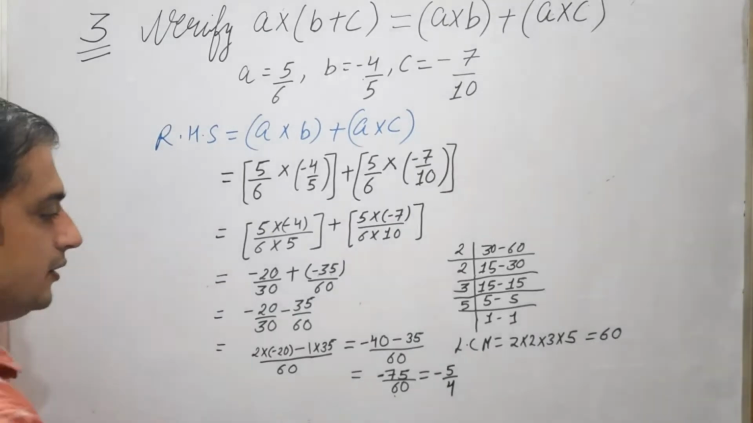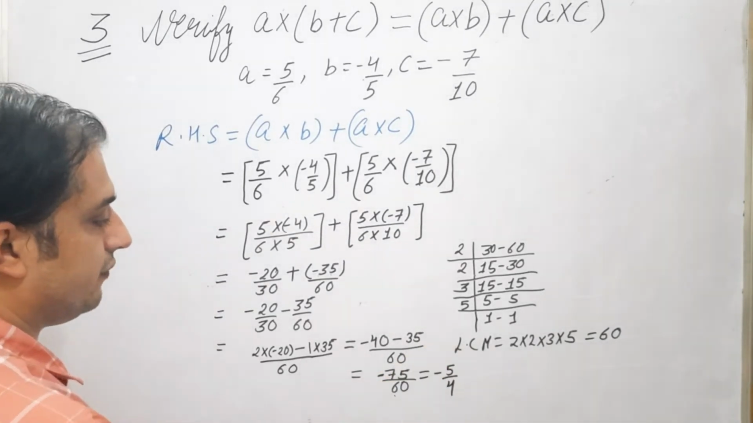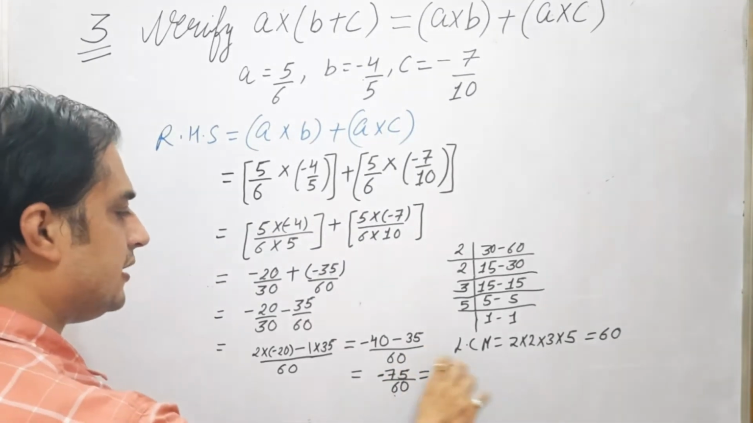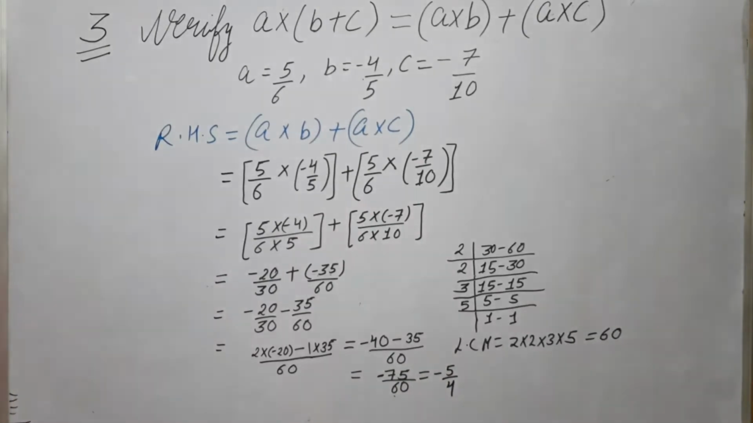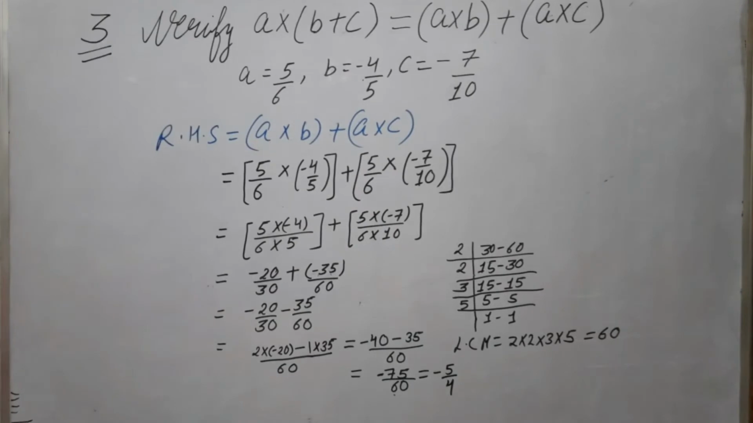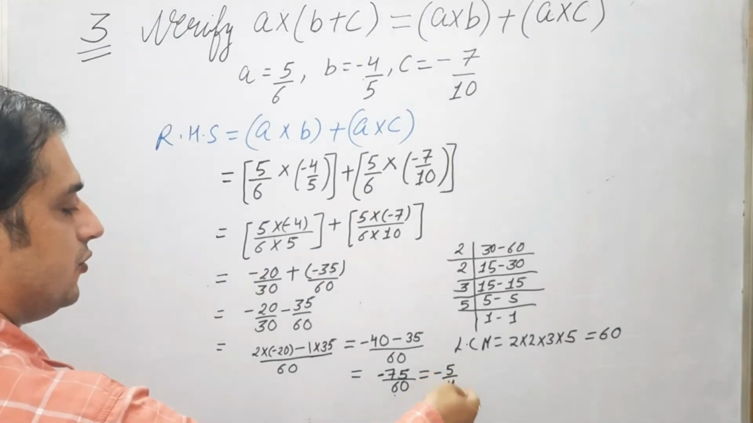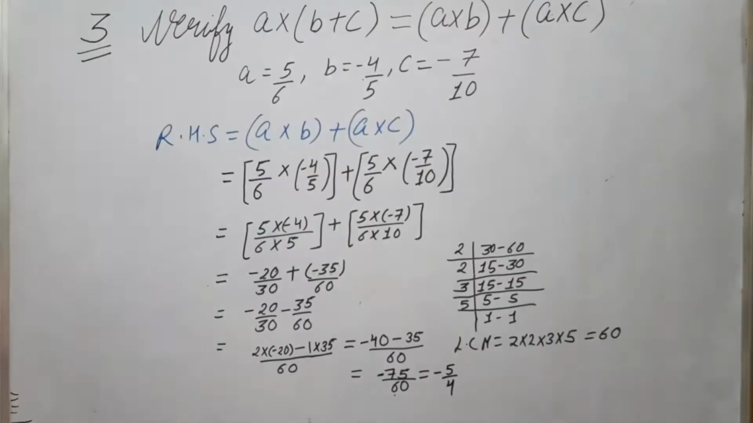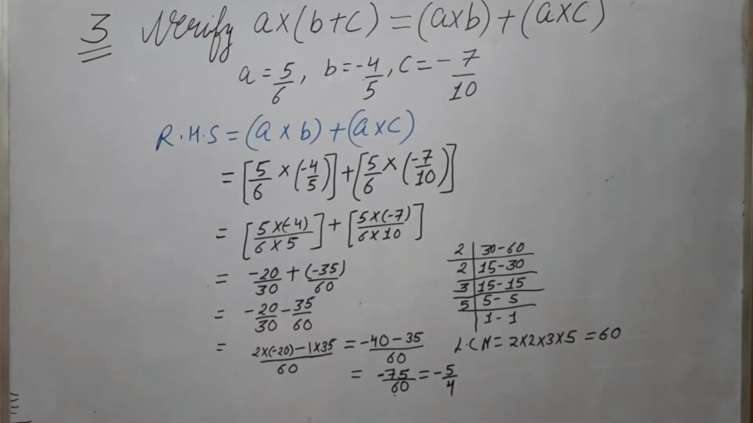When you divide the numerator by 15, 15 5s are 75, 15 4s are 60. So this is the equivalent rational number. Both values are same. These are equivalent rational numbers. Equivalent rational number means when you multiply the denominator and numerator with the same number, you will get the equivalent rational number. In case of fractions, you will always get the equivalent fraction also.